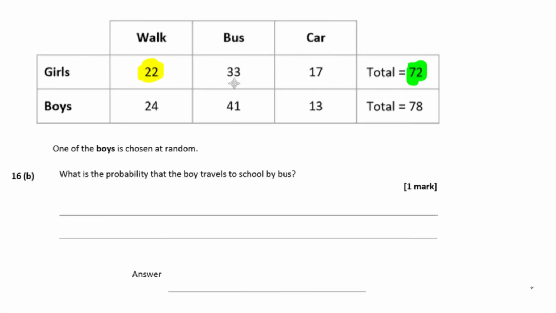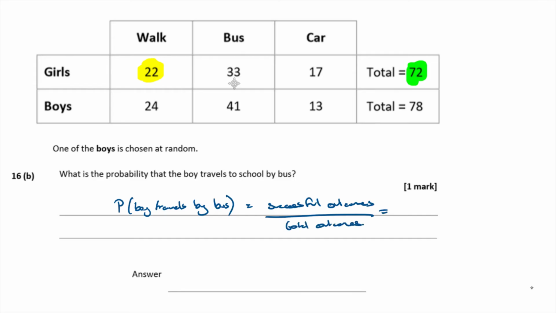16b says one boy is chosen at random. What is the probability that the boy travels to school by bus? So again, probability is successful outcomes over total outcomes. So how many successful outcomes are there? Success in this case is that he goes to school by bus. So there are 41 boys who go to school by bus. So it's 41 on the top.